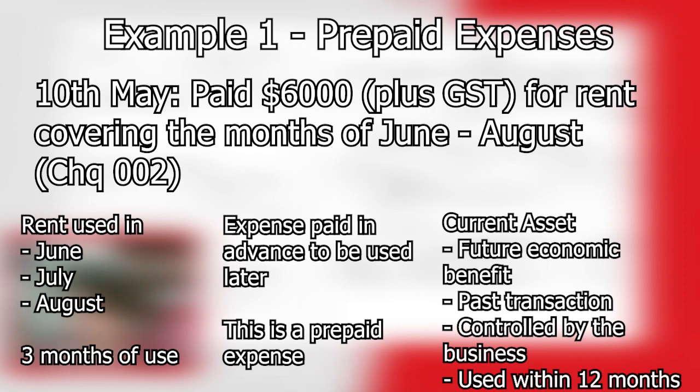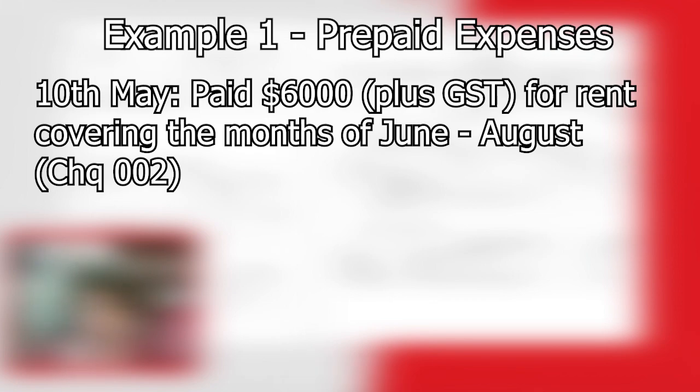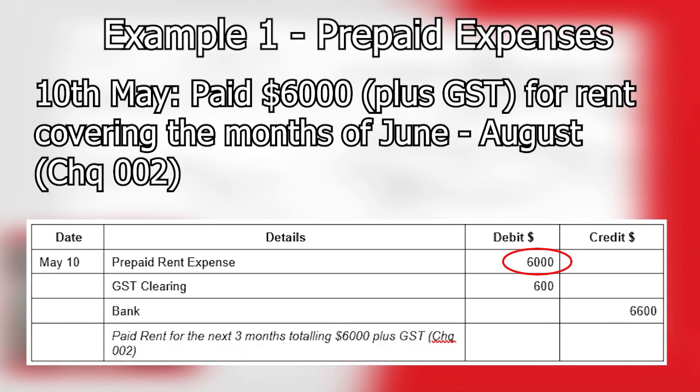Very similar to recording a basic expense, but instead of rent expense being debited, it's going to be prepaid rent expense, debit 6,000, GST clearing 600, also a debit, and bank 6,600 with the narration at the bottom. Narrations are important. Please do not forget them. People have a habit of forgetting them, and that's like a free mark on the exam. So if it tells you to put it on there, please put it on there.